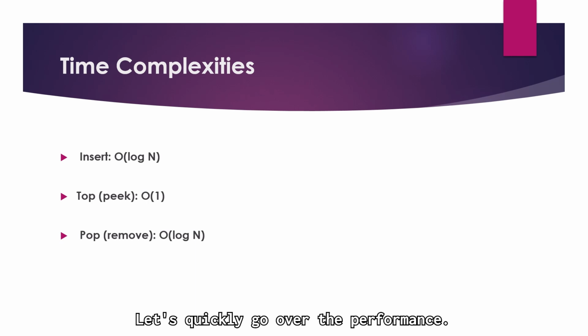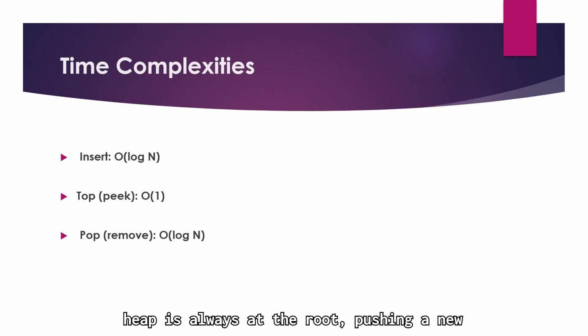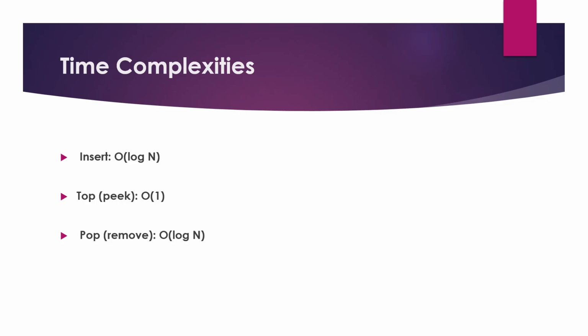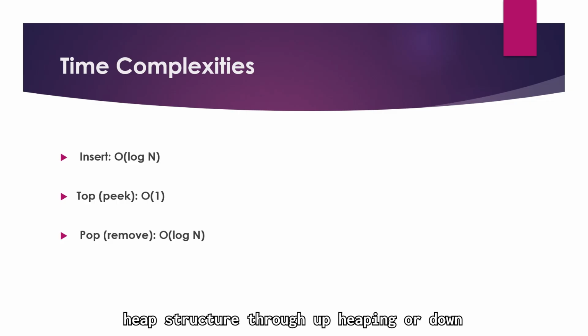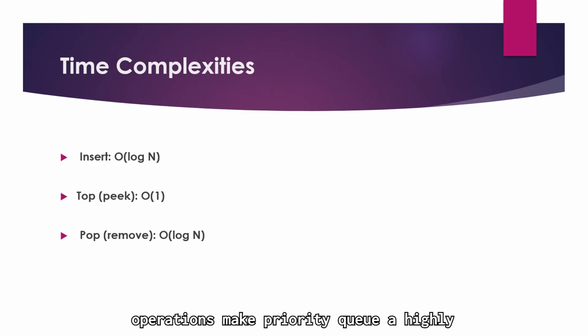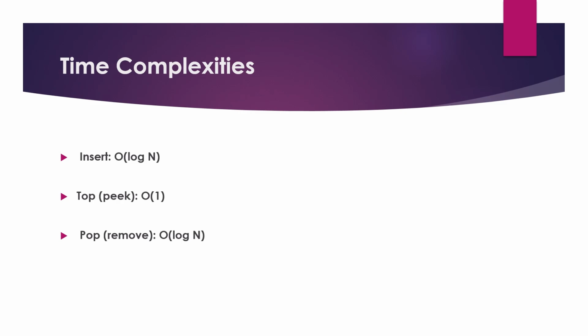Let's quickly go over the performance. Accessing the top element, the highest or lowest priority, is a constant time operation. That's because the top of the heap is always at the root. Pushing a new element or popping the top element both take log n time, where n is the number of elements in the queue. This logarithmic time comes from the need to maintain the heap structure through up-heaping or down-heaping. These efficient operations make priority queue a highly effective tool for real-time and large-scale computations.